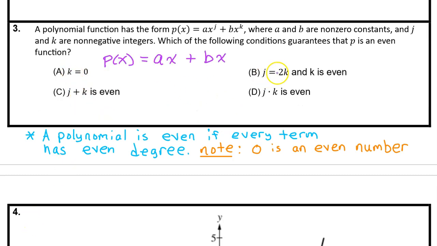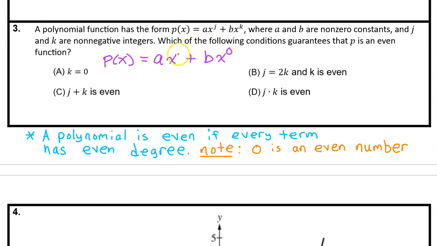So, which one of these scenarios will guarantee that we have all even exponents? Well, what if k is equal to 0? So k is this exponent on the right, so what if that were 0? Well, that gives us one even exponent, as we know, but that leaves x free to have any exponent.